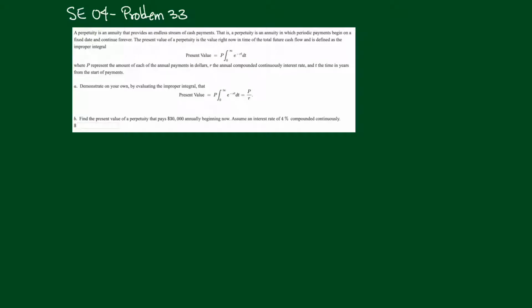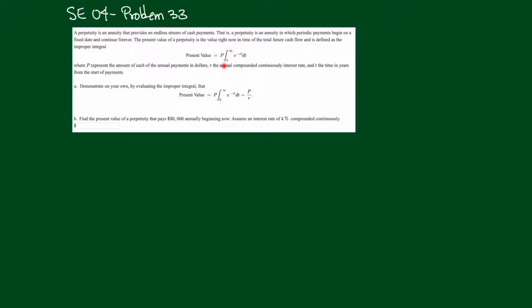Let's read through this. It says, a perpetuity is an annuity that provides an endless stream of cash payments. That is, a perpetuity is an annuity in which the periodic payments begin on a fixed date and continue on forever. Now, the present value of a perpetuity is the value right now in terms of the total future cash flow that is defined as the improper integral. All right, so the present value, that's what this annuity is worth right now.